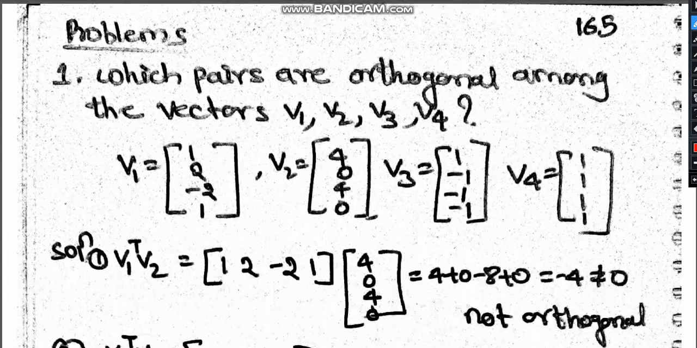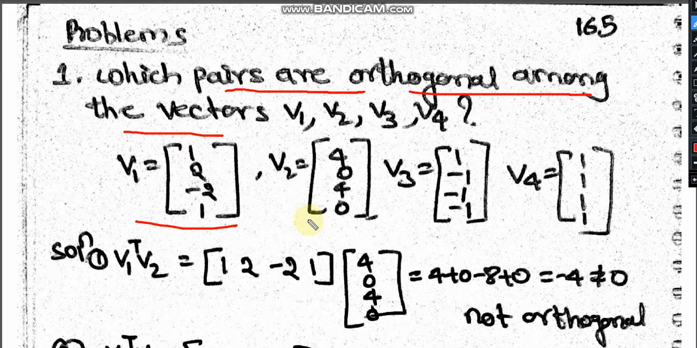We'll go through the problems. Here we have simple problems solved. What is the first problem? We have to find out which pairs are orthogonal among the vectors v1, v2, v3 and v4. So we take one of the vectors as a transpose and keep the other vector as it is, or you can say the dot product.